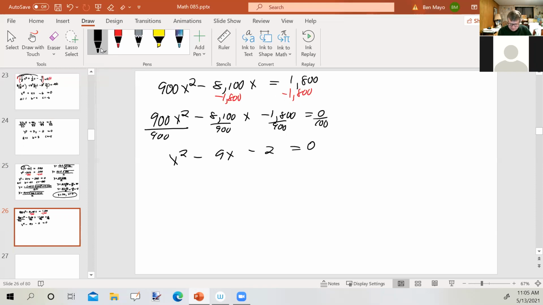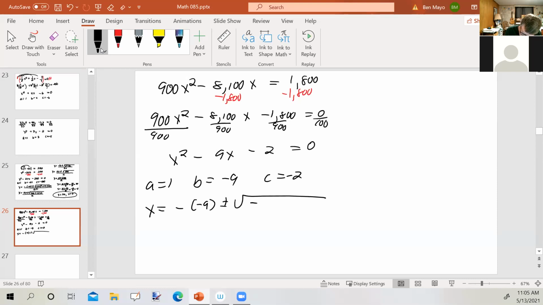I think that's right. Yeah, okay. So now a is 1, b is -9, and c is -2. x equals negative b plus or minus the square root of b squared minus 4ac all over 2a.